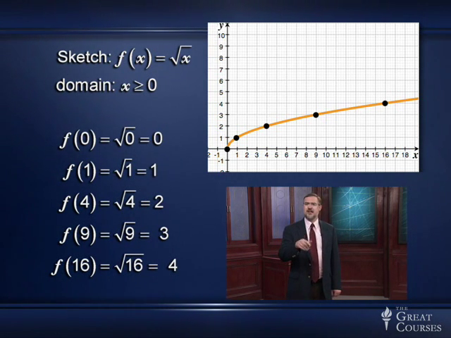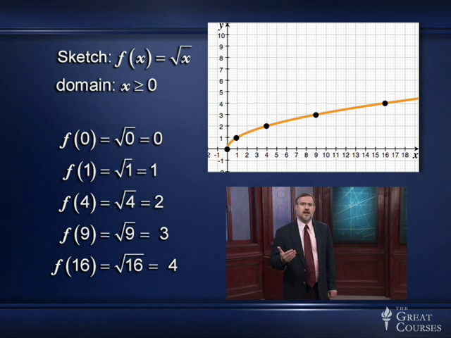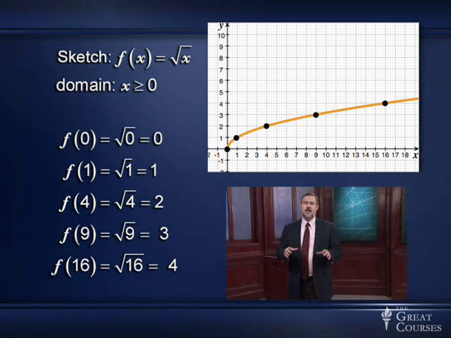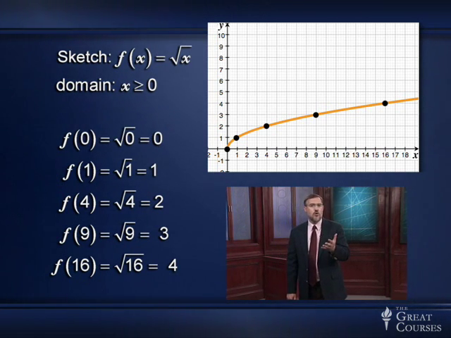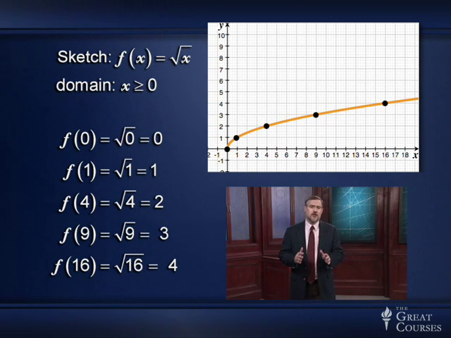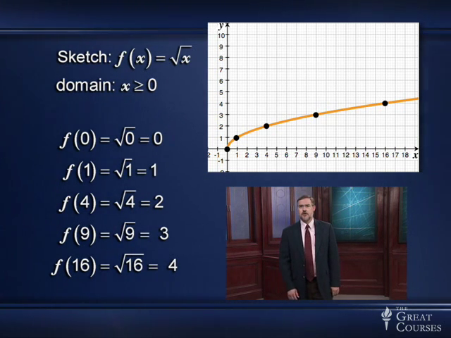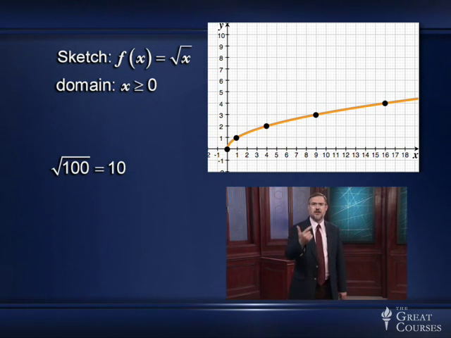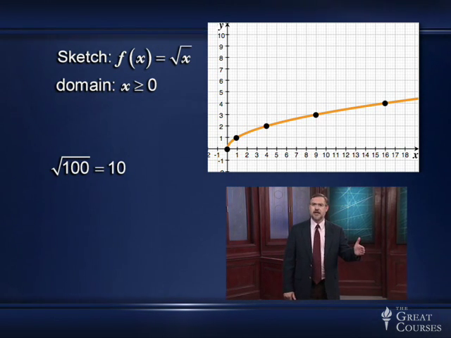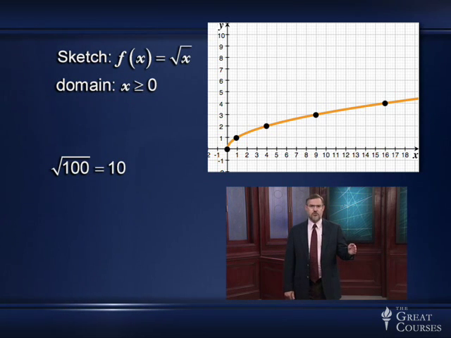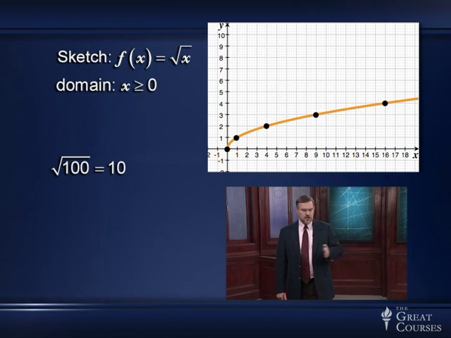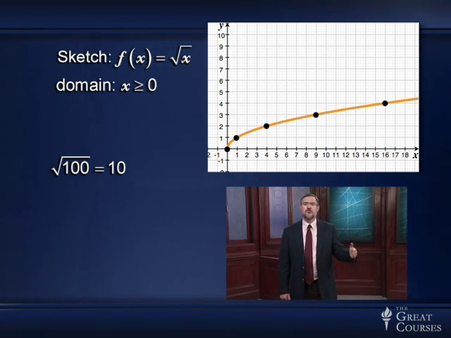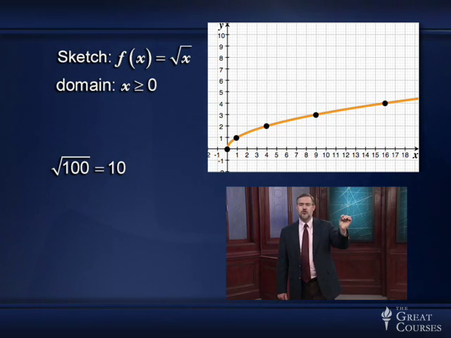Think about it for just a second. Let's plug in a few other values of x, and I'll try to convince you that this function continues to grow, but it does so in a very slow fashion. For example, what is the square root of 100? So imagine I'm plugging x equals 100 into the function. Well, the square root of 100 is just 10. So if you go 100 units to the right on the x-axis from the origin, you only go up 10 units in the y direction to get to that point.